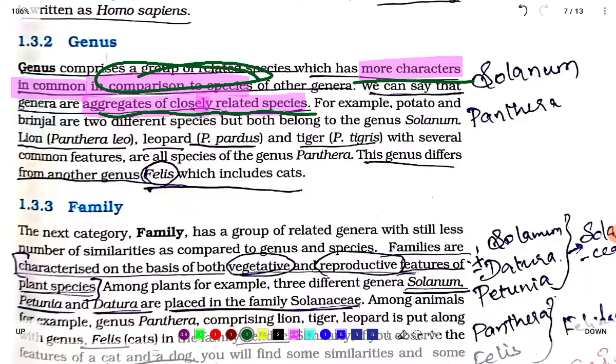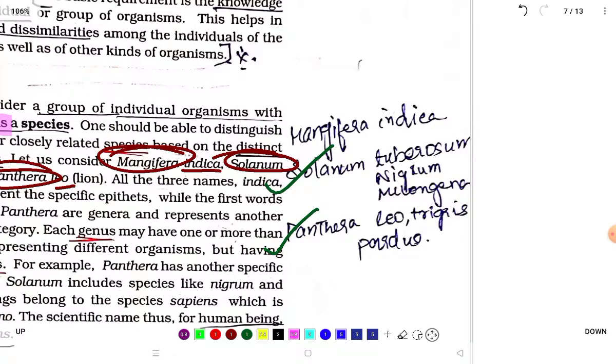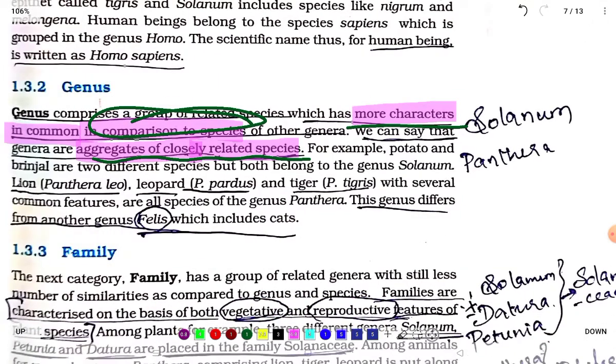Here they have given two genus names, that is Solanum and Panthera. Solanum tuberosum, Solanum nigrum and Solanum melongena are three different species, but they have a common genus name, that is Solanum. In a similar way, Panthera leo, Panthera pardus and Panthera tigris are different species, that is lion, leopard and tiger respectively, but they have a common genus name, that is Panthera. These are the two examples.